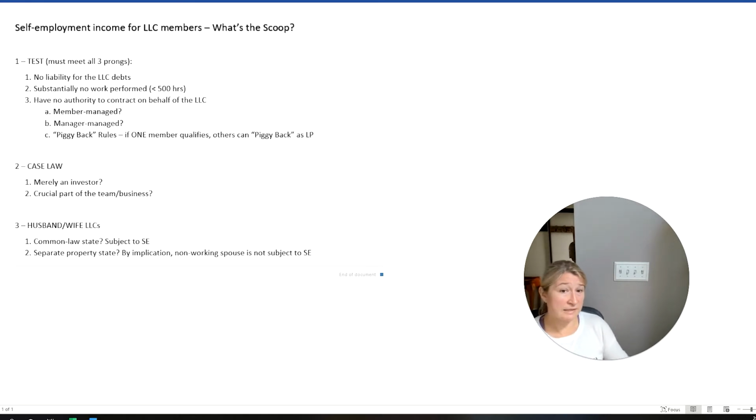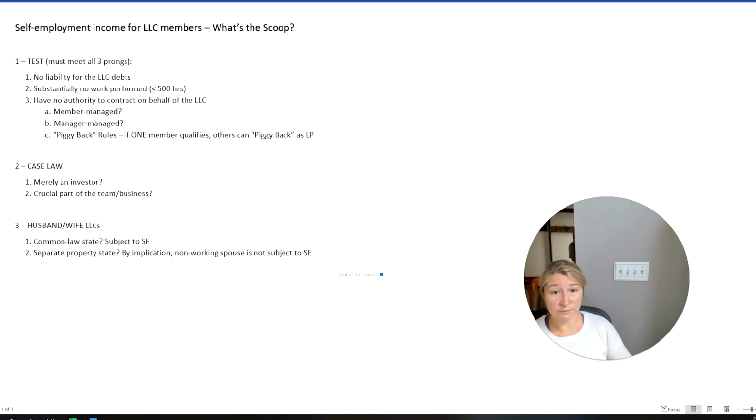Now let's take a look at the second one. You have to perform very little or no work for the LLC. And the IRS defines very little work as less than 500 hours in 1 year. So that's the second test. You'll look to see how much personal involvement you have in the LLC and whether you meet the second prong of the test. Now the third prong is where it gets a little bit trickier.